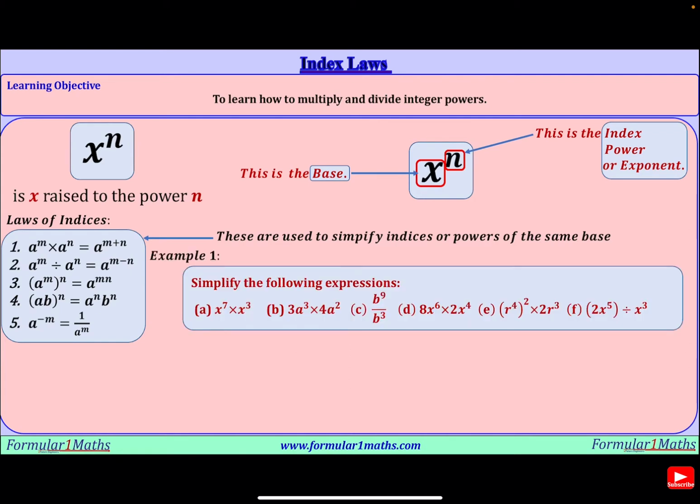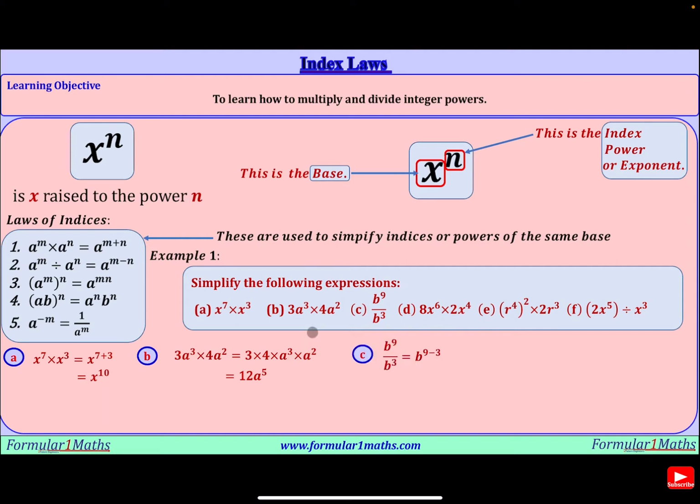So the first question, A, because this and this are multiplying, here we're going to use rule number 1, and that means we add the powers. So we do this, and we get x to the power 10. For B, it's best to rearrange the question in this format, sort of putting like terms together. So we have got 3 and 4 together and the powers of A together. And we can see that 3 times 4 is 12. And because these two are multiplying and they have the same base, we're going to add the powers. So we are going to get 12 A to the power 5.